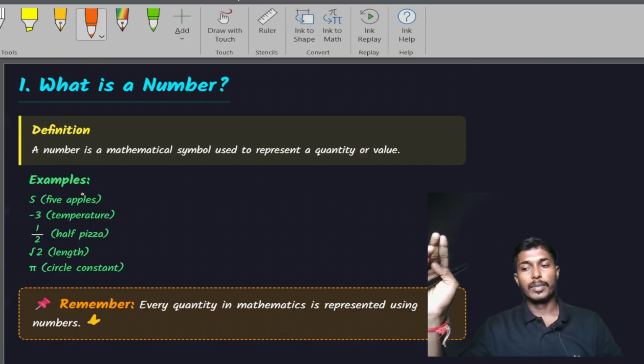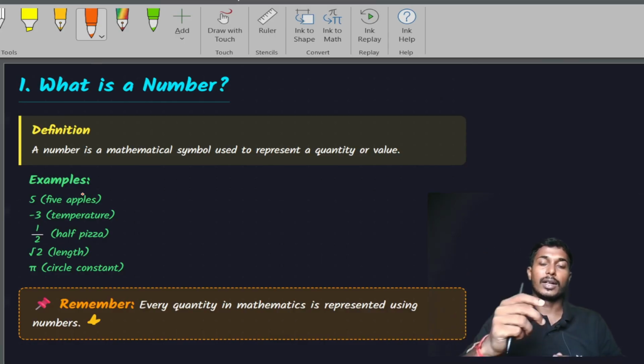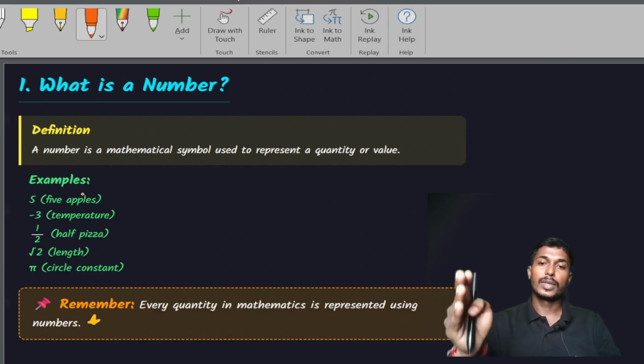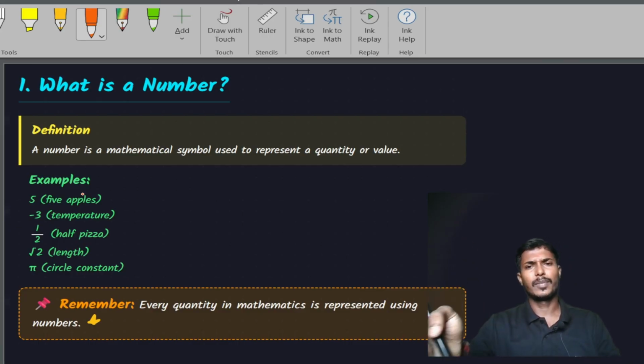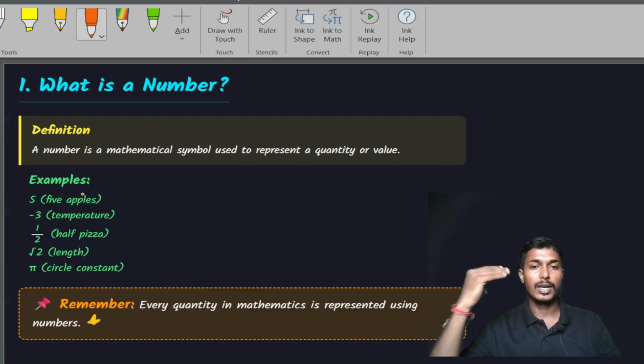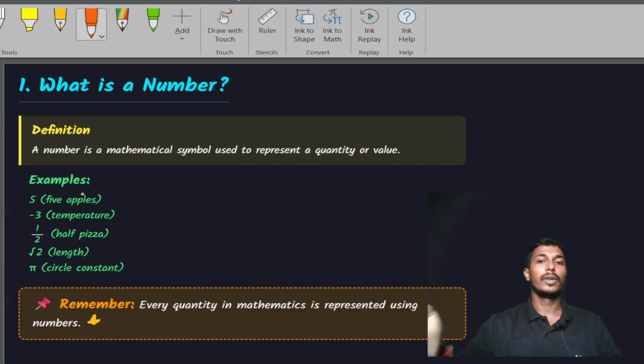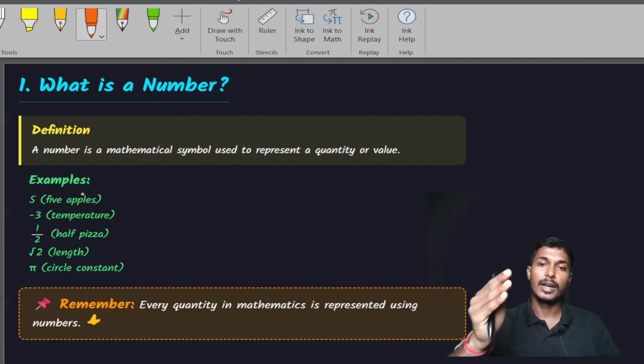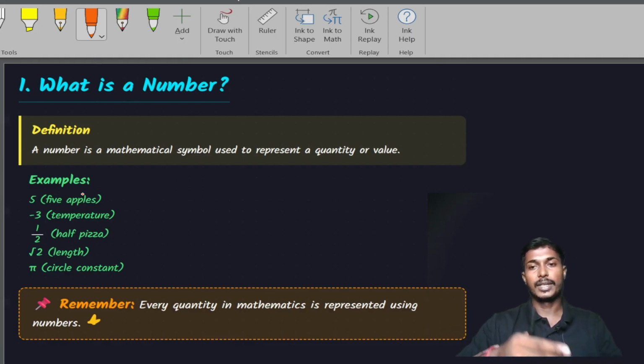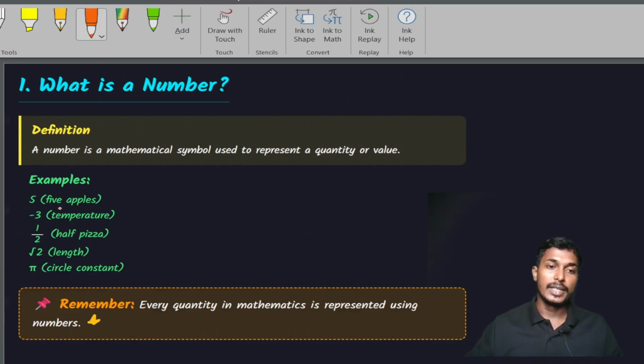Now, what is a number? In mathematics, in general, if I ask you to represent India, then you might represent it by the Indian flag. If I ask you to represent USA, then you will represent USA by the USA flag. In the same way, in mathematics, if you want to represent anything, then we represent it by a number. For example, if I have to say there are 5 apples, then I will represent it by 5 and then I will write apples. So in mathematics, everything will be represented by a number.